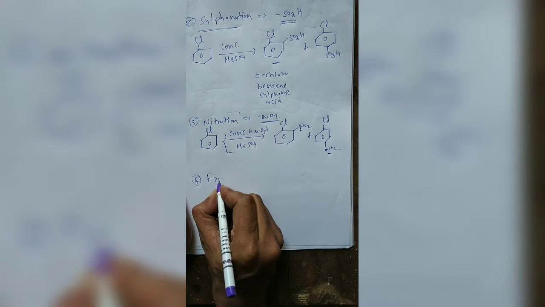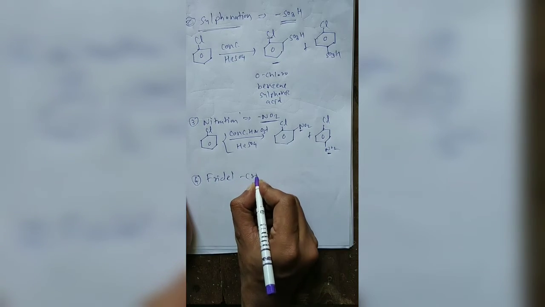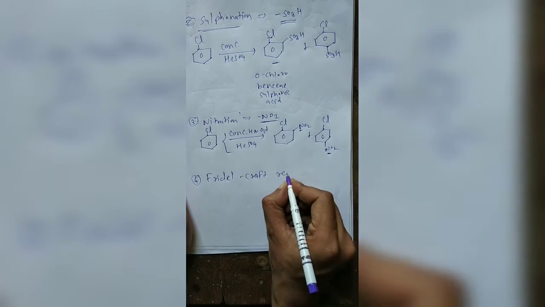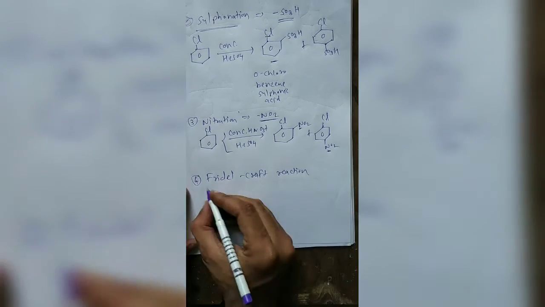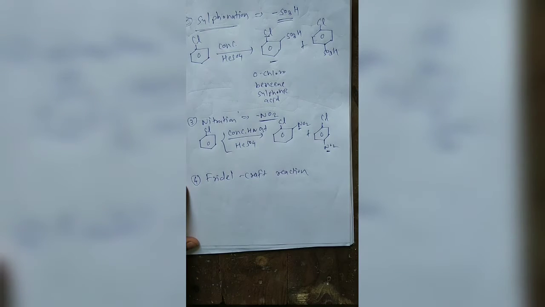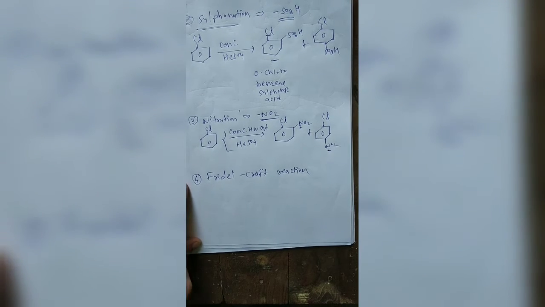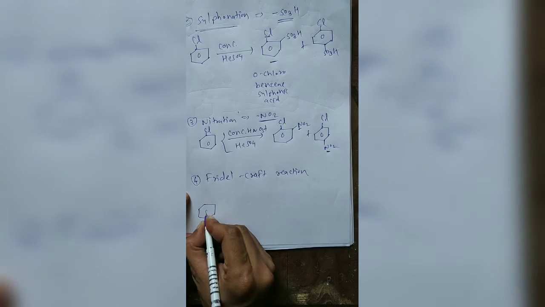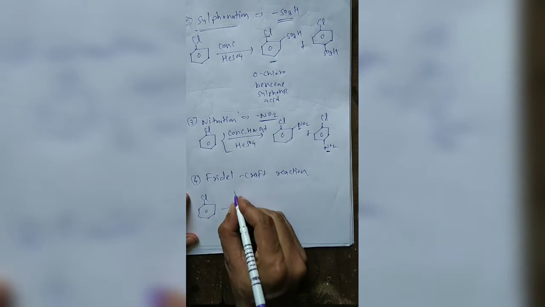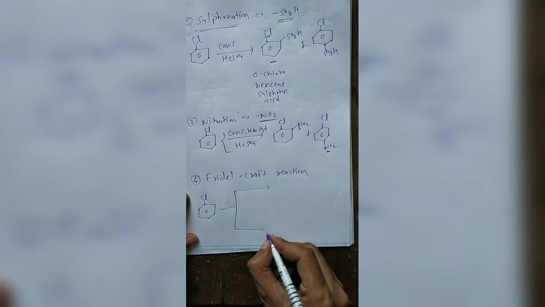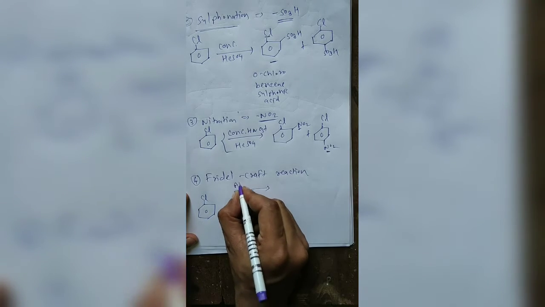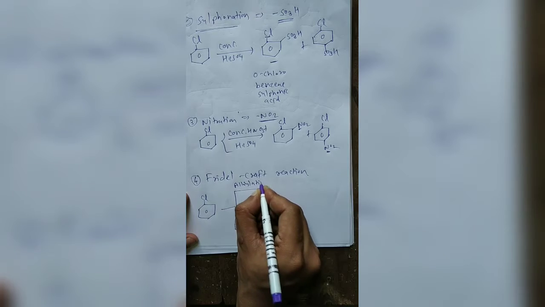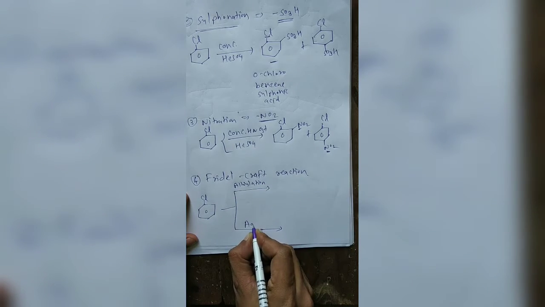The fourth reaction, that is Friedel-Crafts reaction. Now in that, two reactions are there, Friedel-Crafts alkylation and Friedel-Crafts acylation. This is our starting material. Two reactions are there, alkylation and acylation.